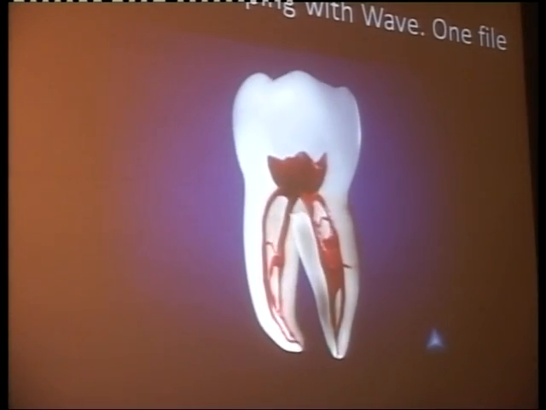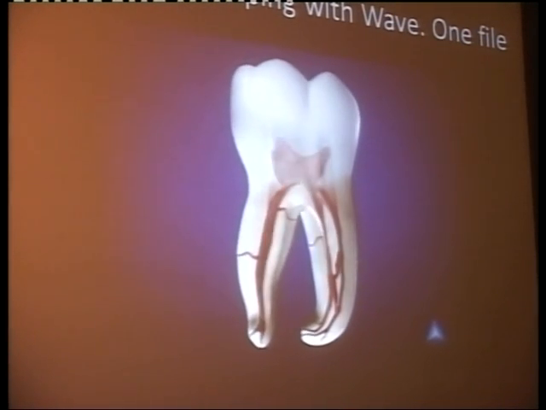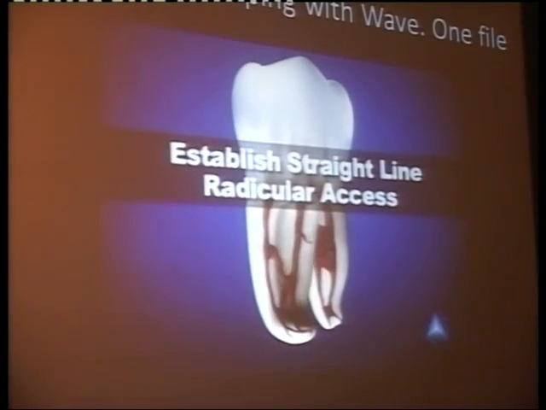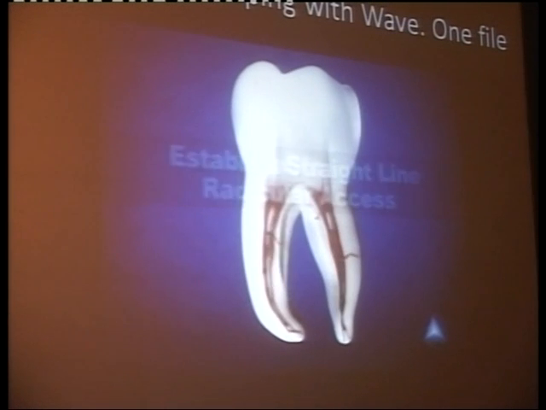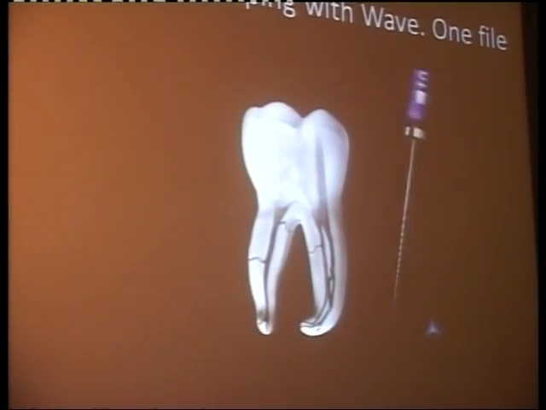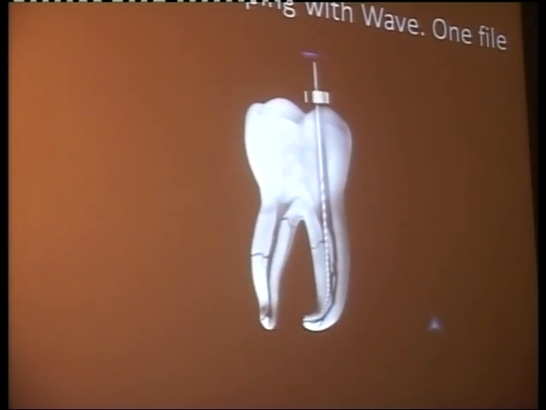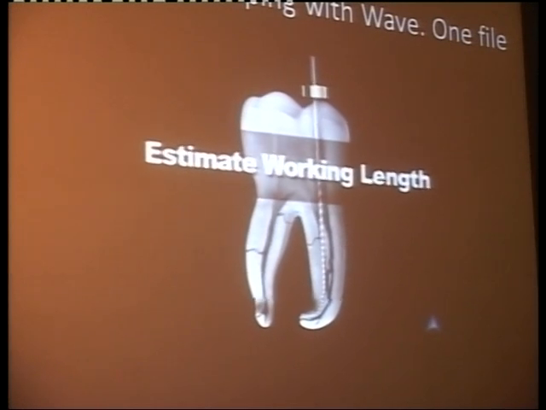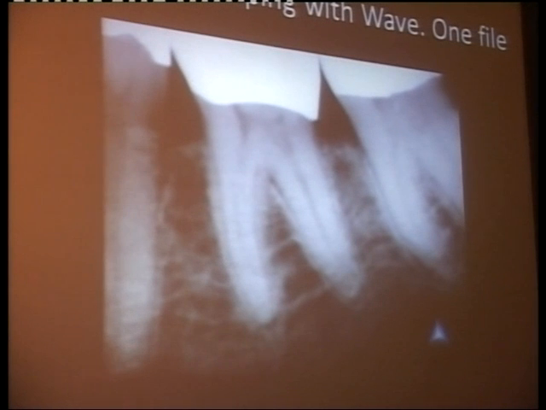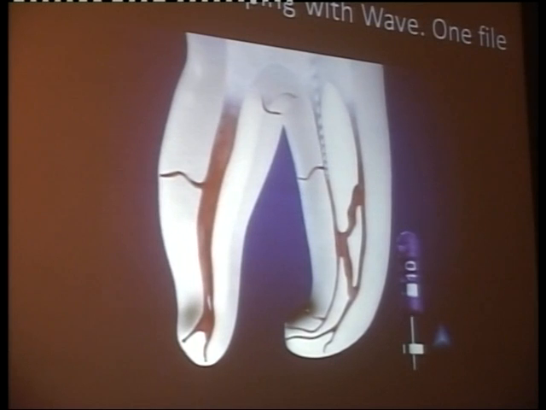And this is the last video, that is how the Wave One file works. First is the straight line exercise. And then negotiation of the canal. First you will have to negotiate 2/3 of the canal with the number 10 file used here. These were teeth prepared with the Wave One instrument. That number 10 file is used.